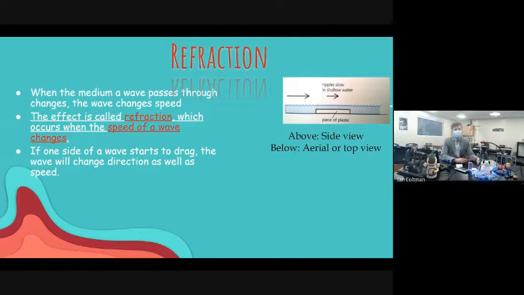And if we just start to drag one side of the wave, it'll change the direction as well. But really what we're looking at is the speed change of the wave. And you can see that example right there on the right, where we've got this piece of plastic that makes the water really shallow. And the wave kind of shrinks as it's going above that shallow part. It slows down, and then it goes back to being fast as soon as it goes back into deep water.